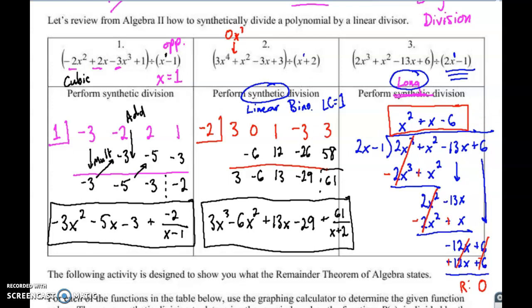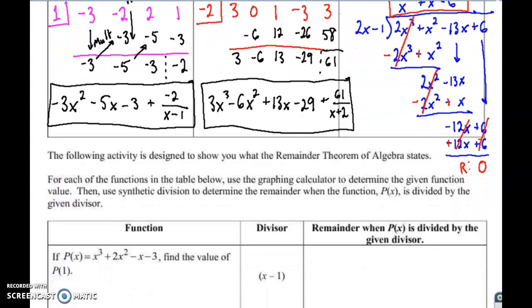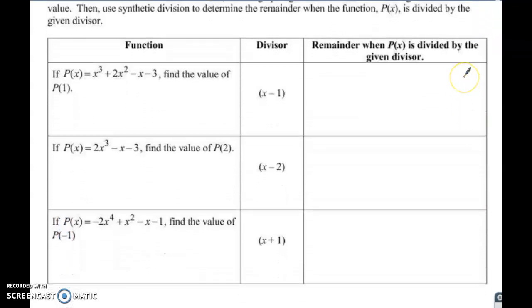There you go. So again, pause the video. Make sure you understand before we get into a little bit more complicated stuff. But yeah, this is what we're going to do. So moving down here, we're going to get into the remainder theorem.